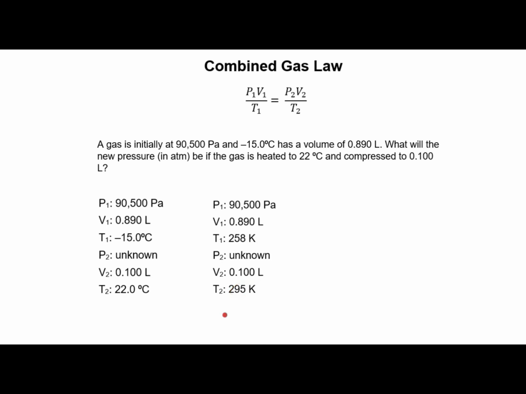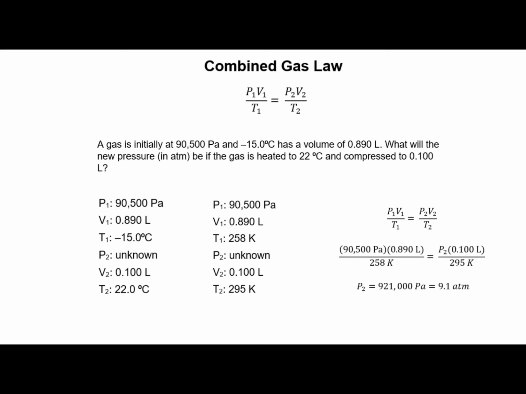Now I can plug into the combined gas law. So here's my form for combined gas law, and here are all of my numbers plugged in. Solving for P2, I get 921,000 Pascal. However, my problem asks for the pressure in atmosphere, so just a simple conversion, and I get 9.1 atmospheres. That is a lot of pressure.